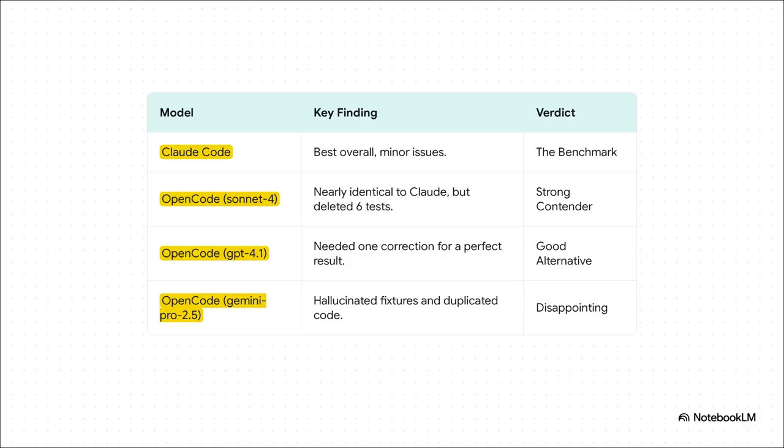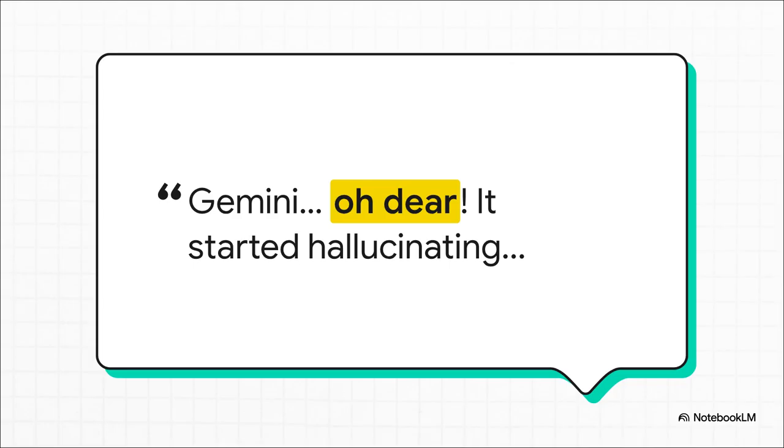And then there was Gemini. As Andrea so perfectly put it, Gemini, oh dear, it started making things up, duplicating code, and just generally made a mess of things. And this right here is the ultimate argument for model choice. On this particular day, for this particular task, Gemini was the wrong tool for the job. But for something else, it might be the best. OpenCode gives you the power to find out, instantly.